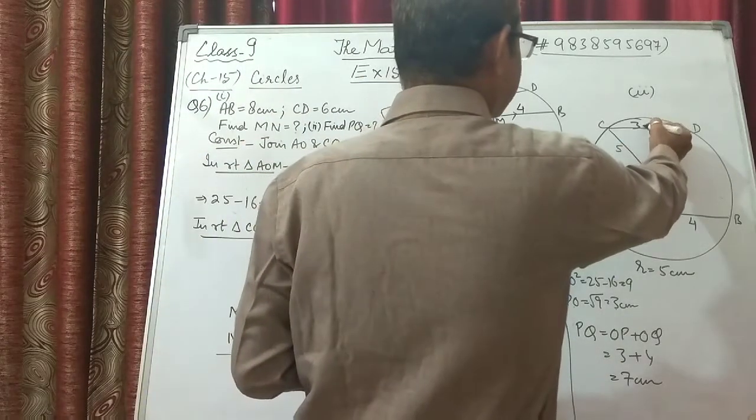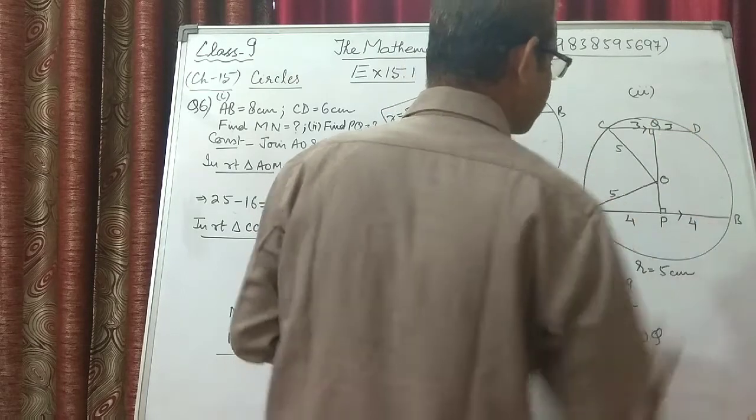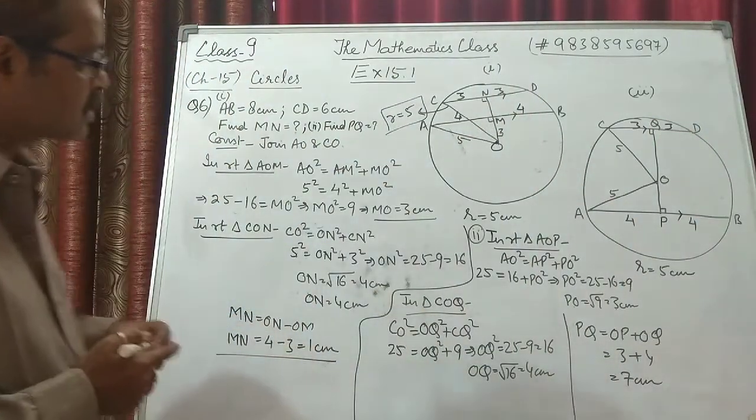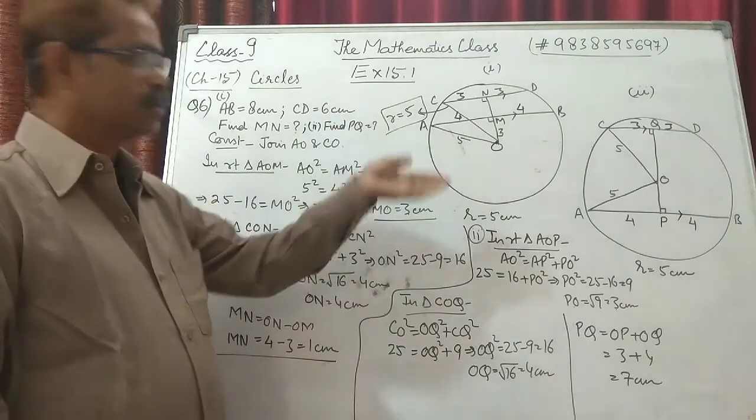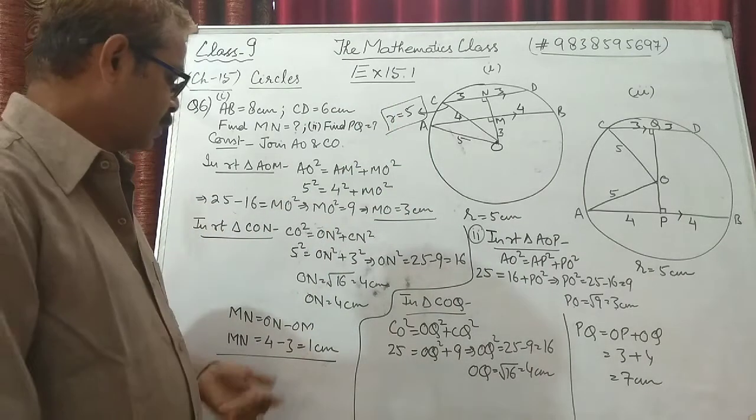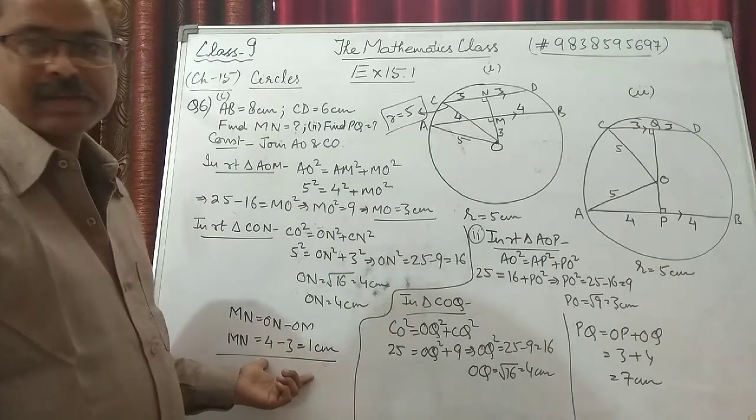It is given that these are two parallel chords. So the distance between them is 7 centimeters, and in the first case, when they are on the same side, the distance comes out to be 1 centimeter.